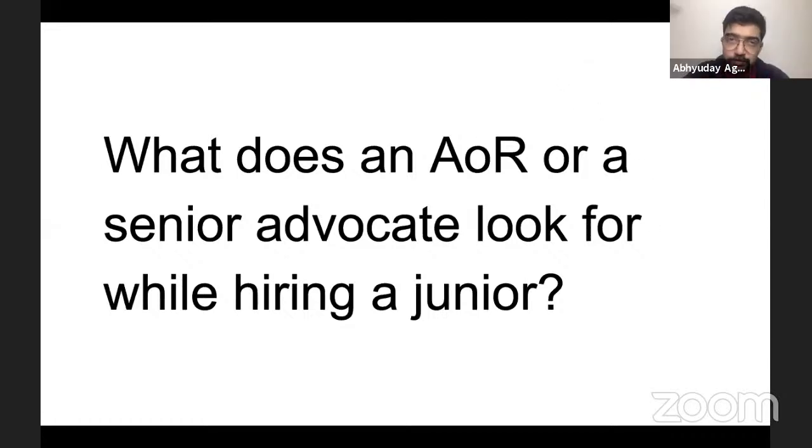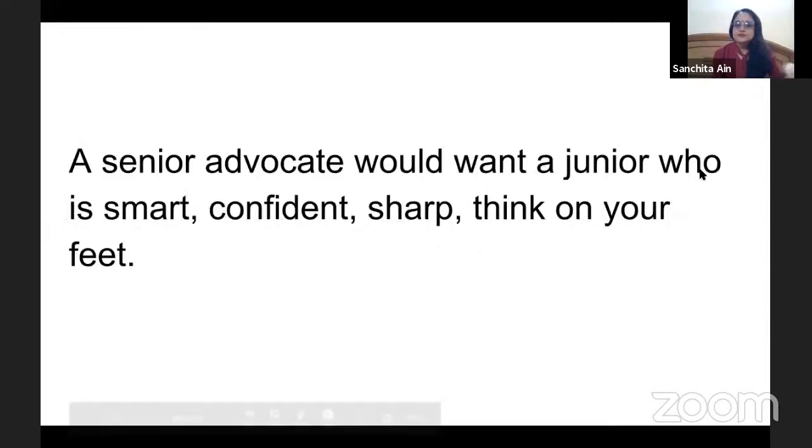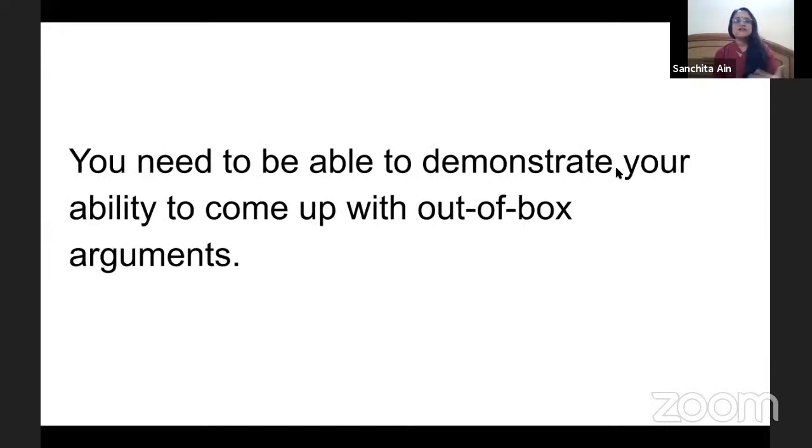The big question on screen. Right. What does an AOR or a senior advocate look for while hiring a junior? Senior advocate, now this we all know. Smart, confident, sharp, thinking on your feet. So you need to have that kind of quality.